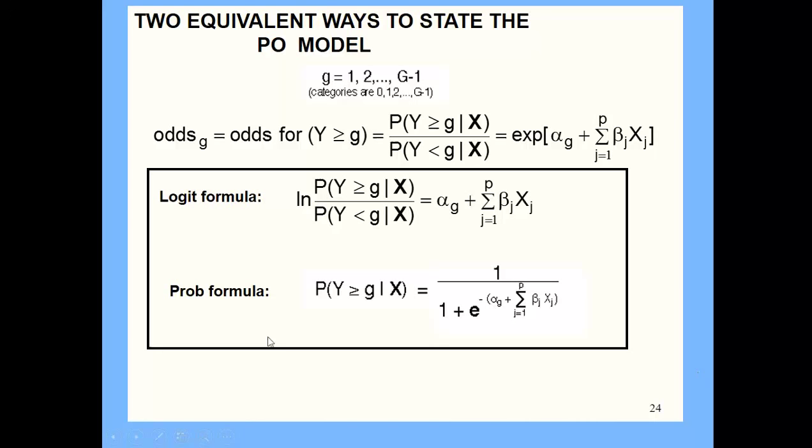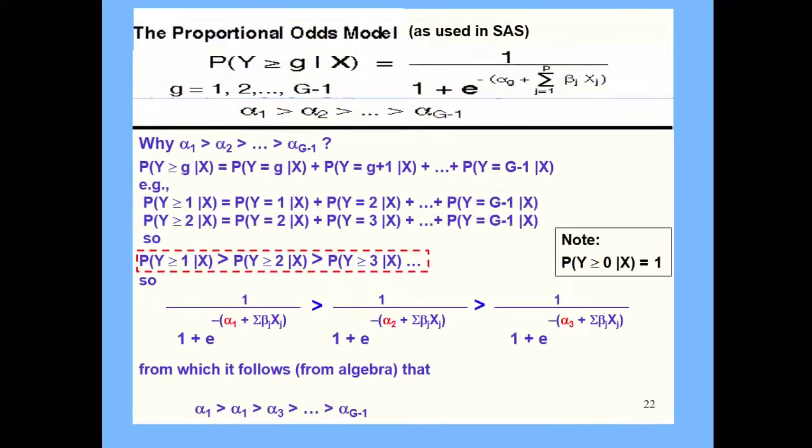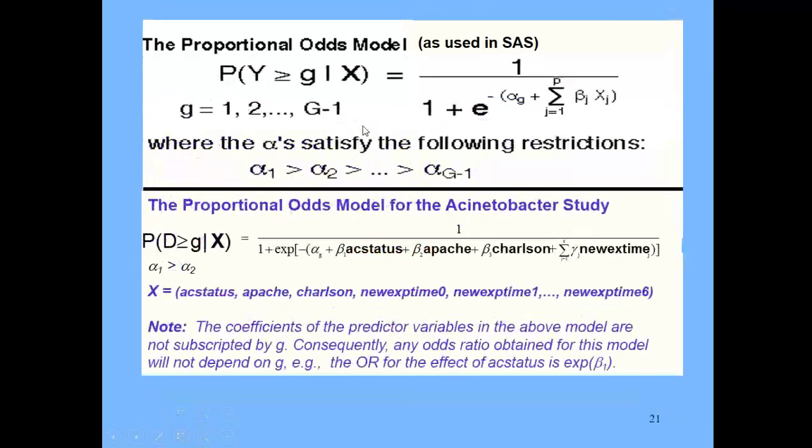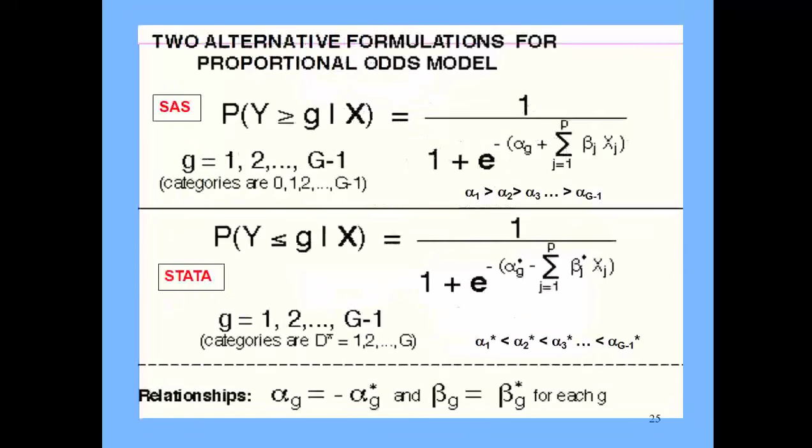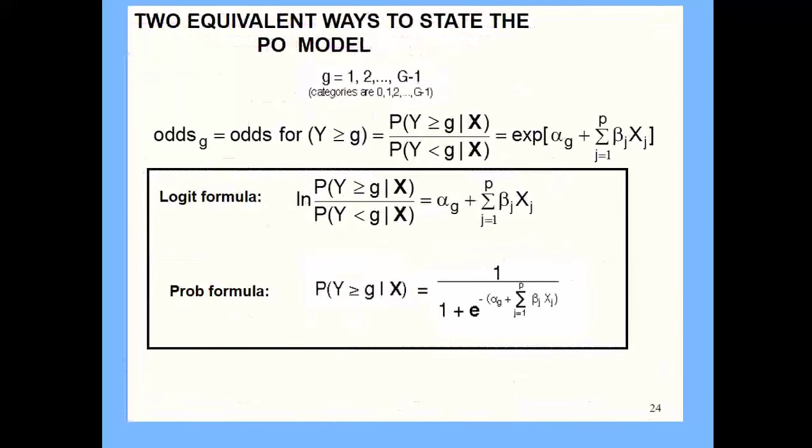there's a probability formula. Have you seen this formula before? The answer is yes. That's what I've been showing you. Here's the probability formula, here it is again, at the bottom of this slide: the probability y greater than g given x. That's why I'm showing it again. Okay, now there's another way. You remember when we were doing binary logistic regression, we talked about the logit formula?